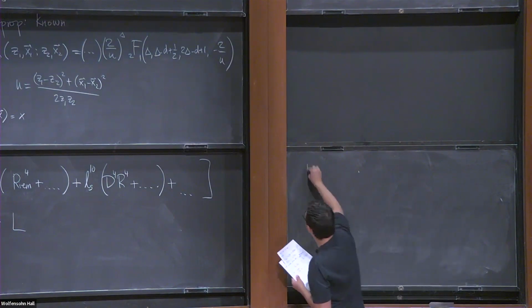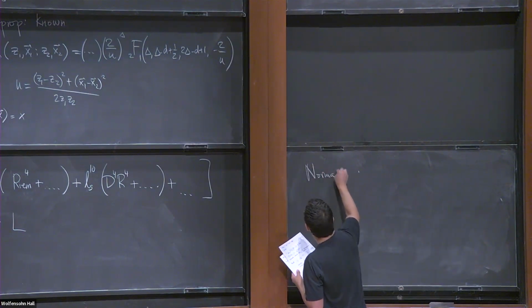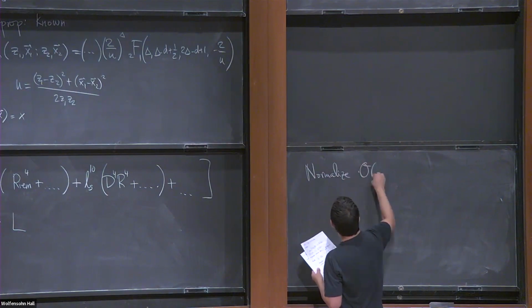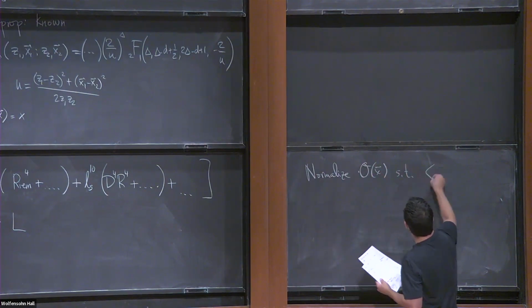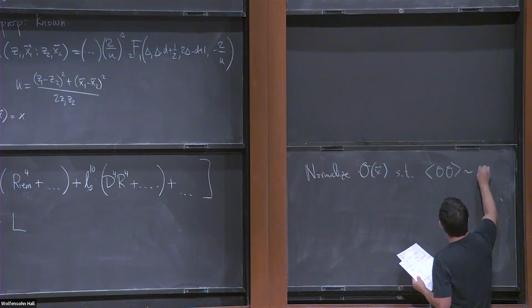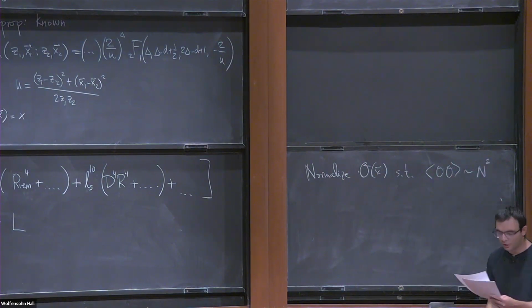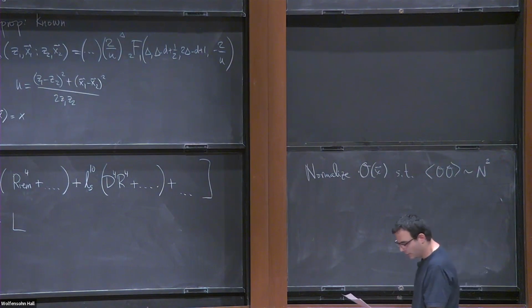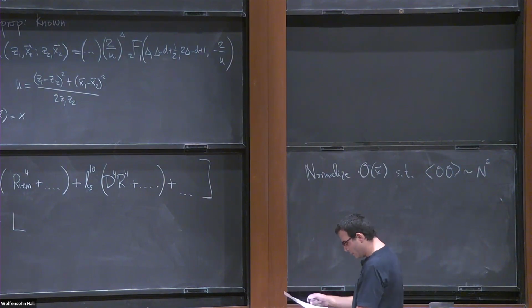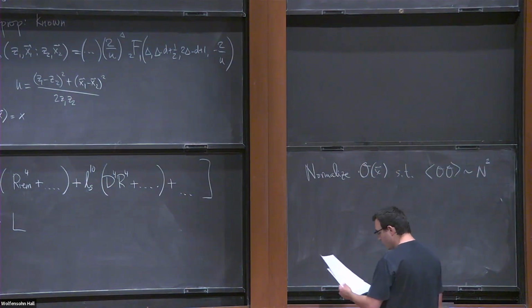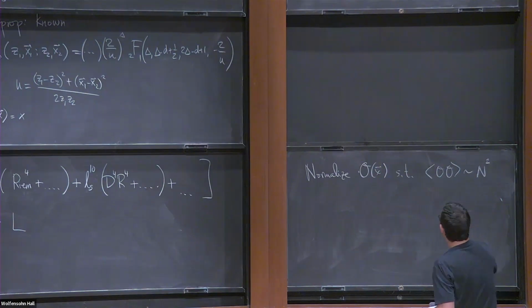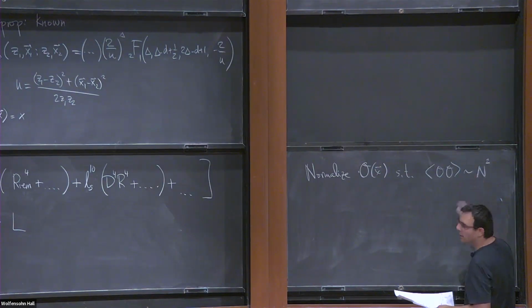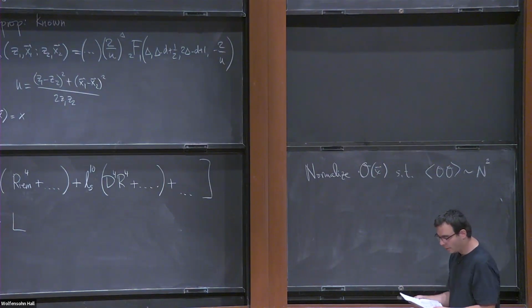So normalize O of x, the boundary operators, such that their 2-point function scales like n squared. That's a convenient normalization for figuring out this counting, and one can do any other normalization. And then what happens is that whenever we have one of those propagators that goes to the boundary, we have to multiply them by an extra n squared.